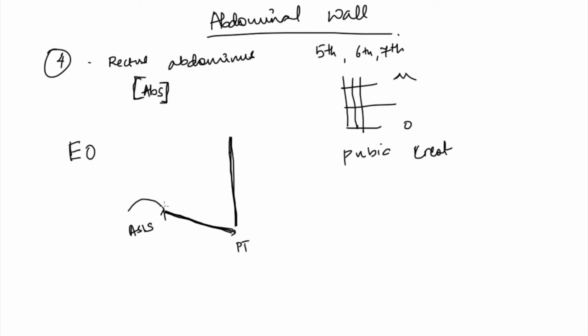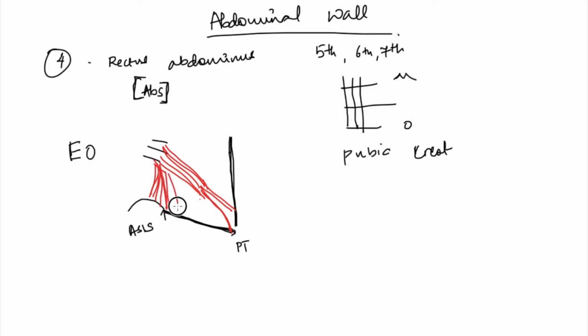If here are the ribs, and I'll change my color over here, the fibers are going to run downwards and medially like that. And they are going to get inserted where? Into the linea alba here, the pubic tubercle here, and part of the anterior part of the iliac crest. So that is what's going to happen. So that is about the external oblique.